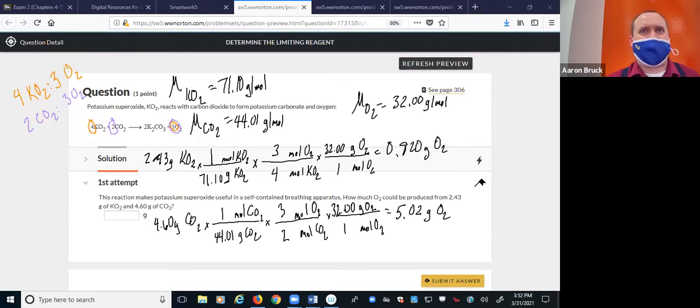It'd be the 0.82. We haven't even gotten into percent yield yet. Remember, stoichiometry just gives us theoretical yield. So it'd be the 0.820.